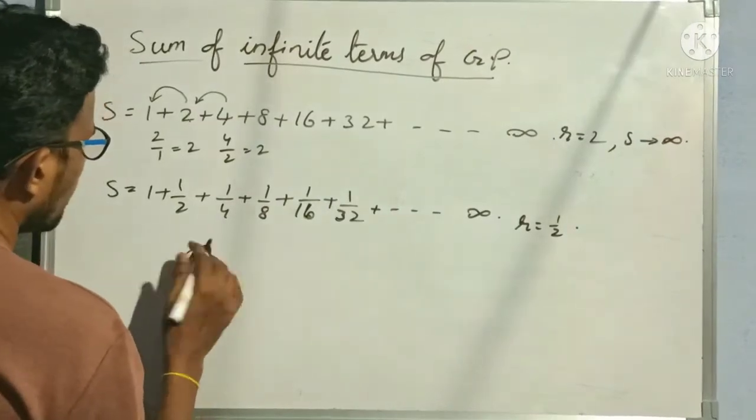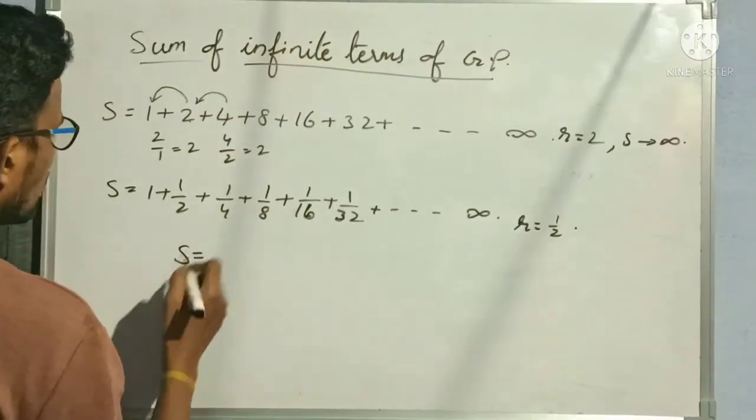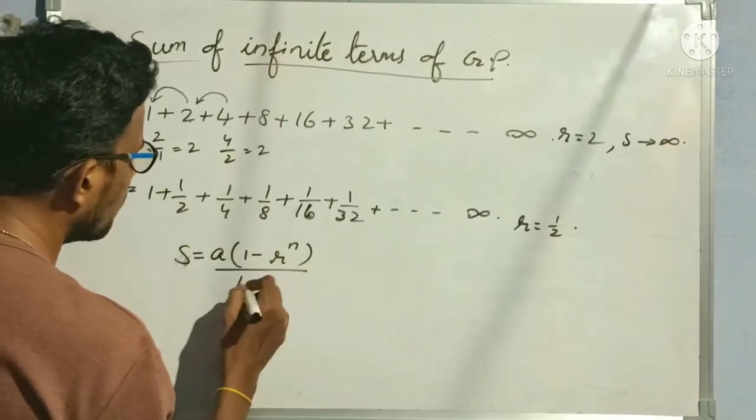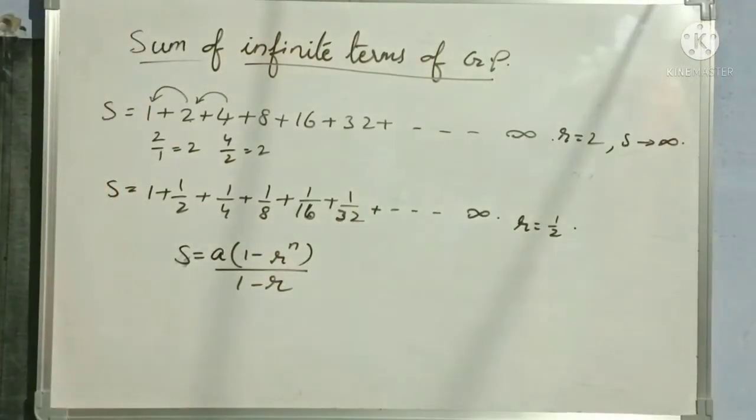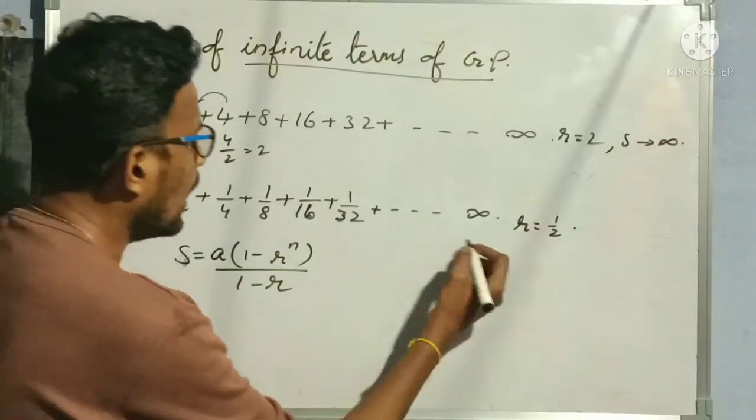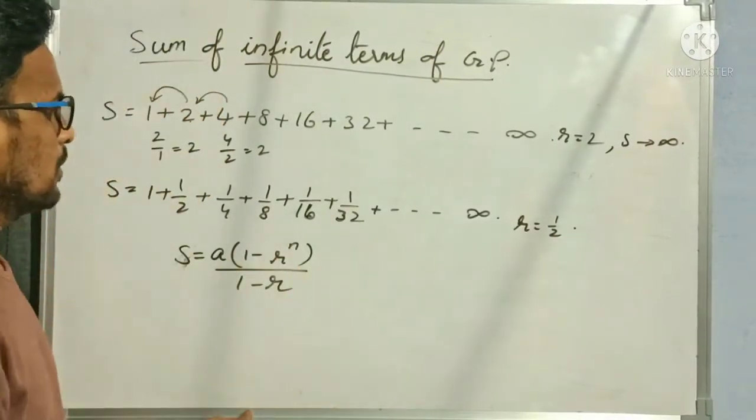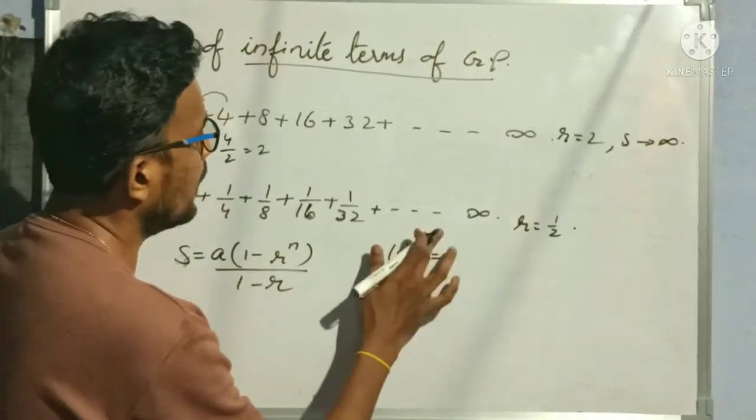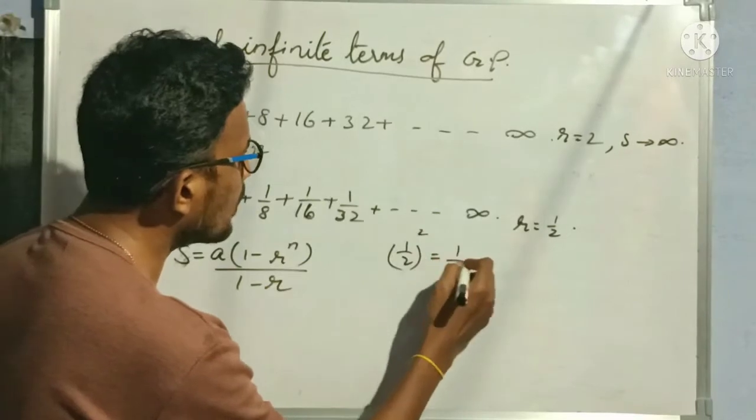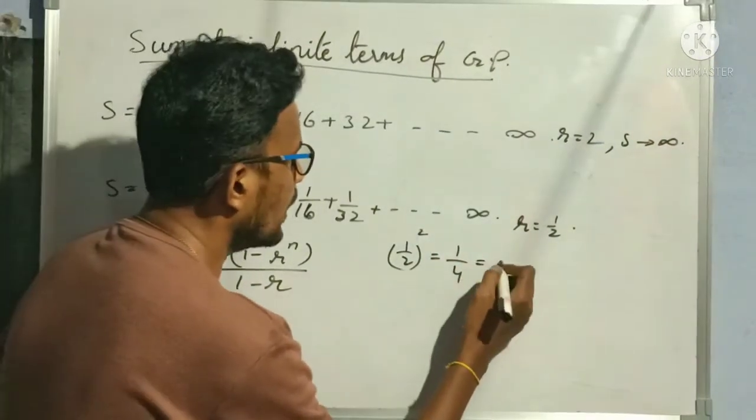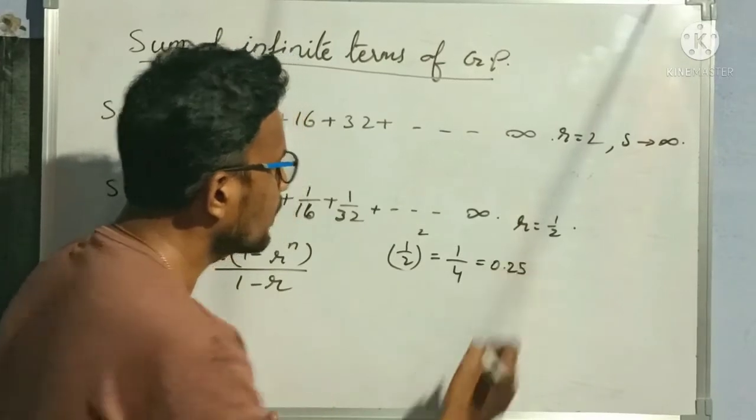When my R is equal to 1 by 2, if I see the formula for the sum to n terms, S is equal to A into 1 minus R power n by 1 minus R, right? If I take R is equal to 1 by 2, so 1 by 2 power n. See here, 1 by 2 whole square is 1 by 4, yes, it is 0.25.